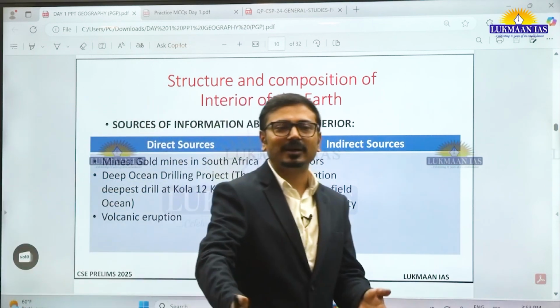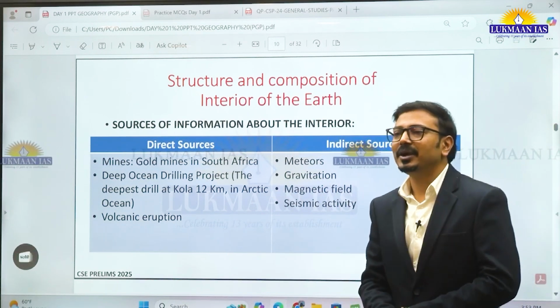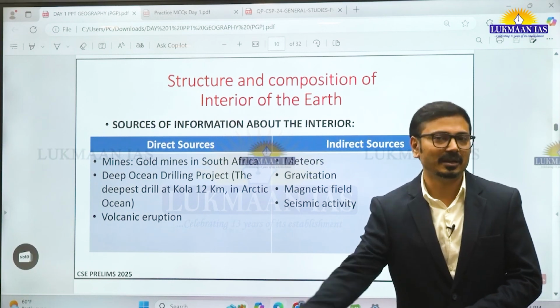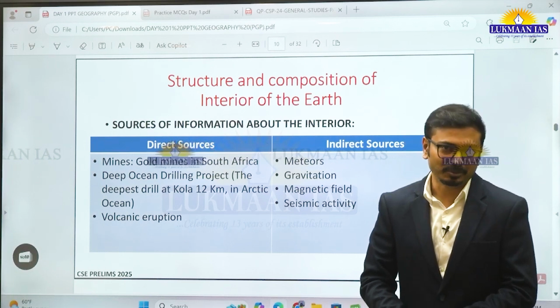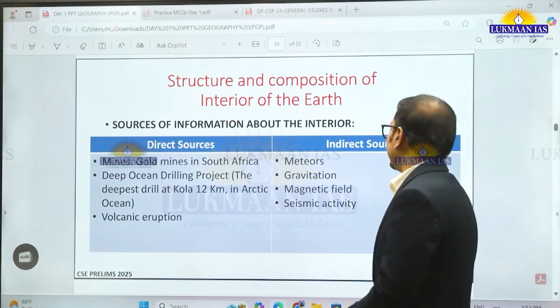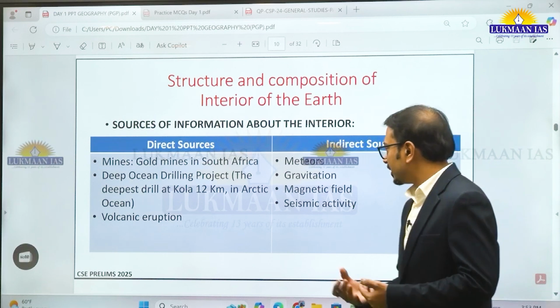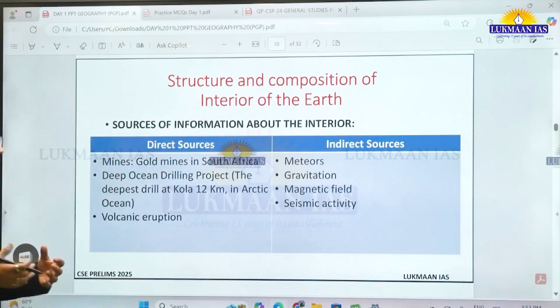The diameter of the earth, the radius of the earth, is very large comparatively, and we cannot reach into that depth to understand or study what material lies there. That is why we rely on indirect sources of information. The most prominent one is seismic activity. The other being gravitation studies or gravitation anomalies, or magnetic anomalies, the magnetic field.